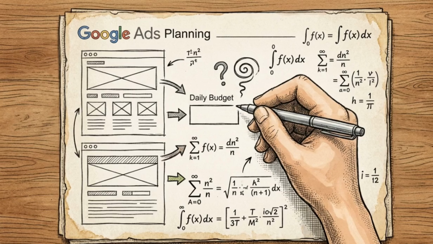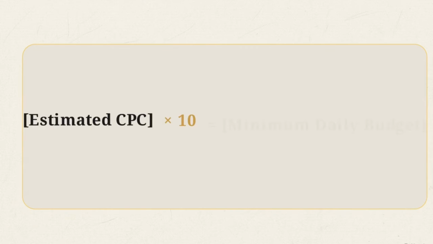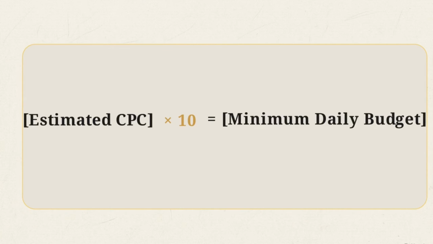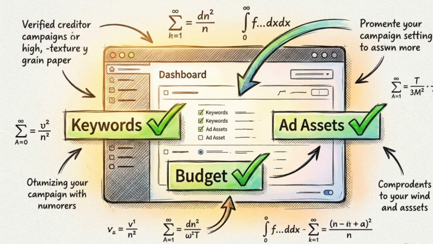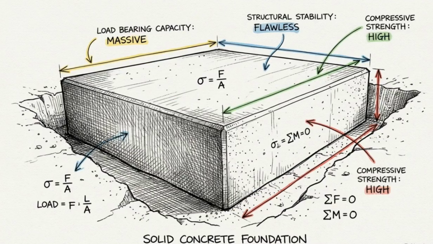Finally, we set the daily budget. The biggest mistake you can make right now is arbitrarily guessing a number. We need to approach this mathematically. This equation is your baseline formula. Multiply your estimated cost per click by 10. If a click costs $2, your minimum daily budget is $20. This 10-click minimum generates enough daily data to measure what's actually working. You have aligned the exact search phrase, built an oversized ad presence, and set a strictly calculated budget. The foundation is properly laid, and your campaign is ready to launch.